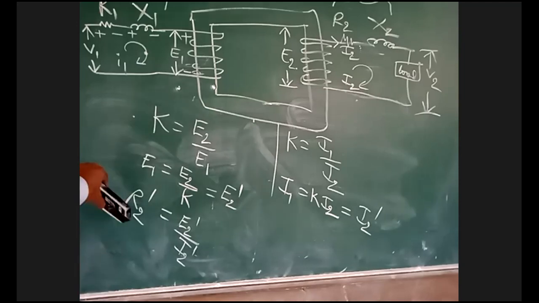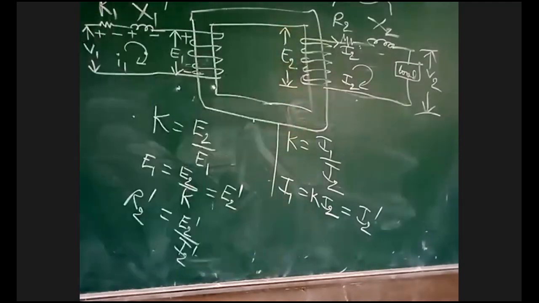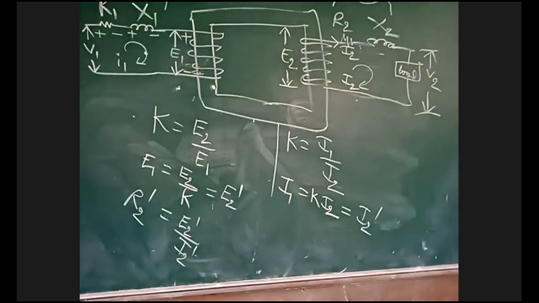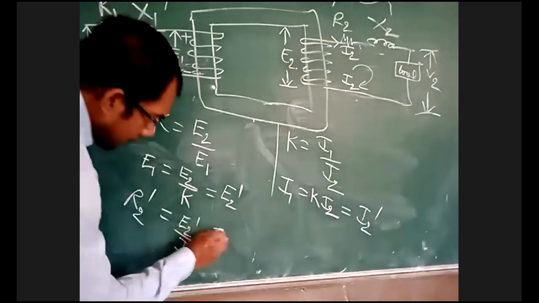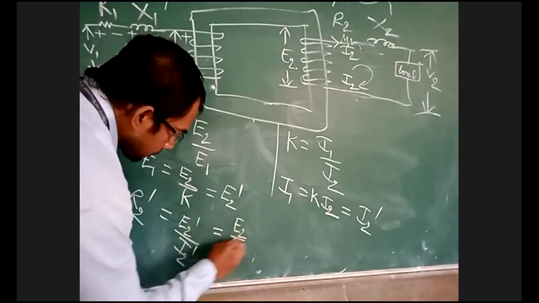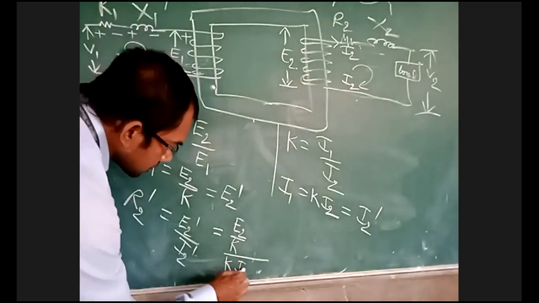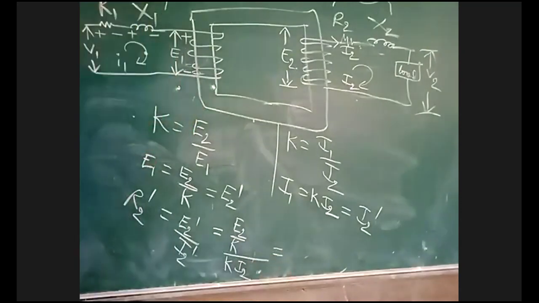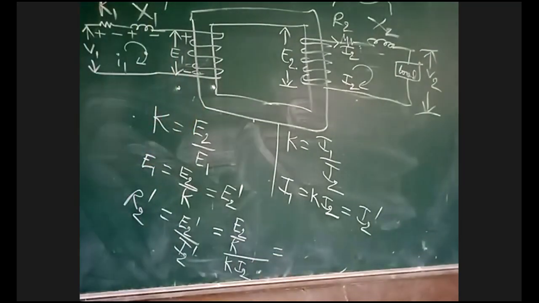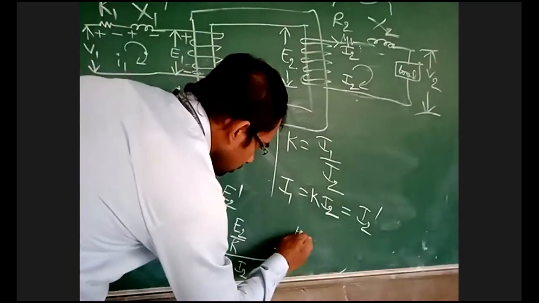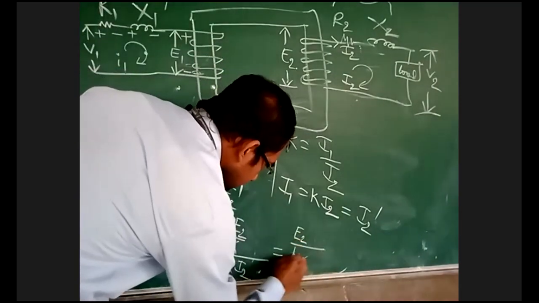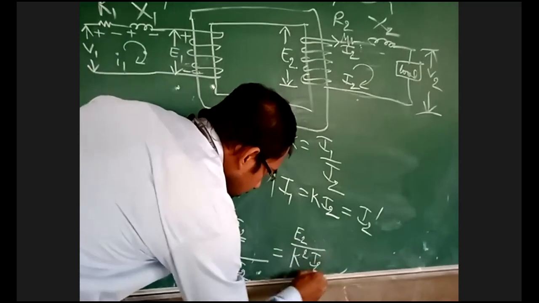Now here, I am taking R2 dash. R2 dash is equal to E2 dash by I2 dash. Now substitute E2 dash, that is equal to E2 by K divided by K into I2. Substitute that. Now we will get E2 by K square I2.